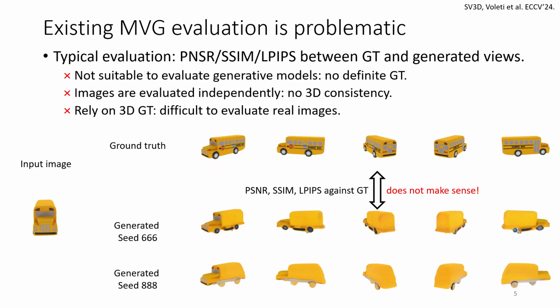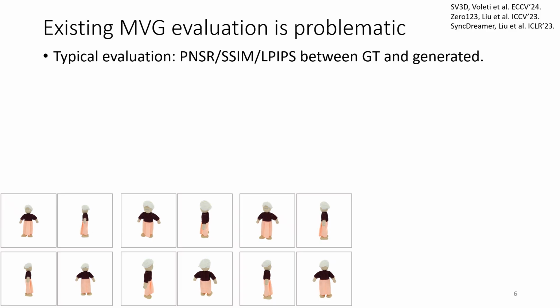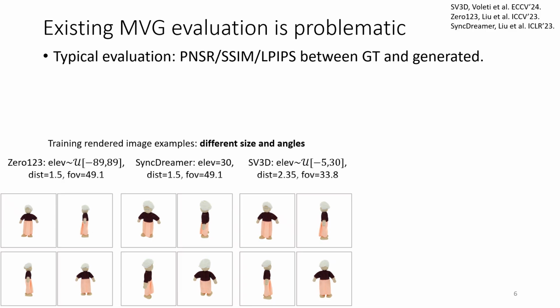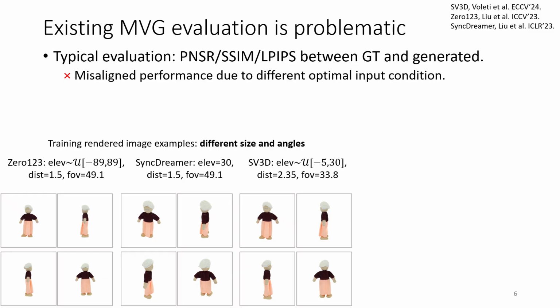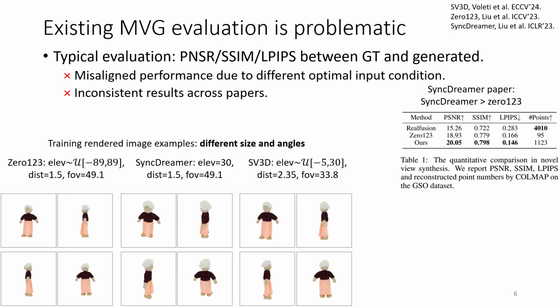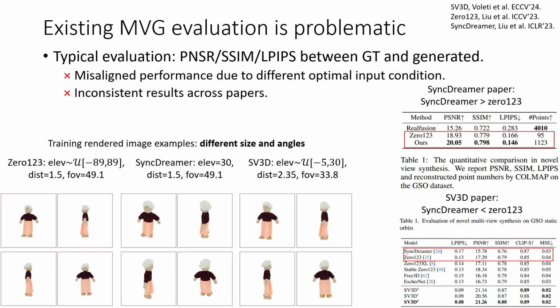Another problem comes from diverse training setup. This leads to different optimal input condition per method, and it is difficult to report a fair comparison with classic evaluation. As an example, in ThinkJumor paper, 0123 is worse, while in S3 paper, 0123 is even better.